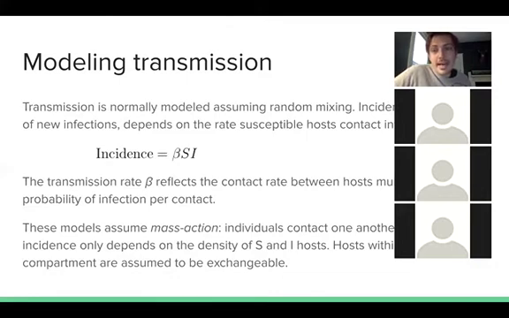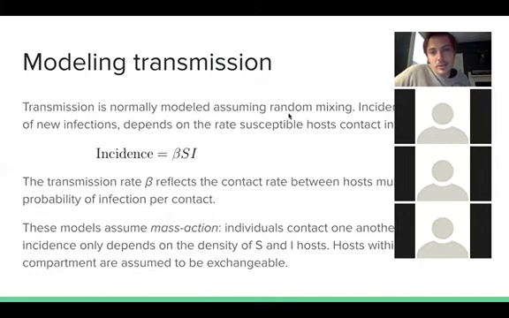I always think about this in terms of simple models from chemistry, where we have a bunch of gases or molecules in a cylinder, and those random gas molecules are bumping into each other and reacting with one another. Here, what we mean by random mixing is that we have a population of susceptible and infected hosts that are randomly bumping into each other, and infected hosts are potentially infecting susceptible hosts.